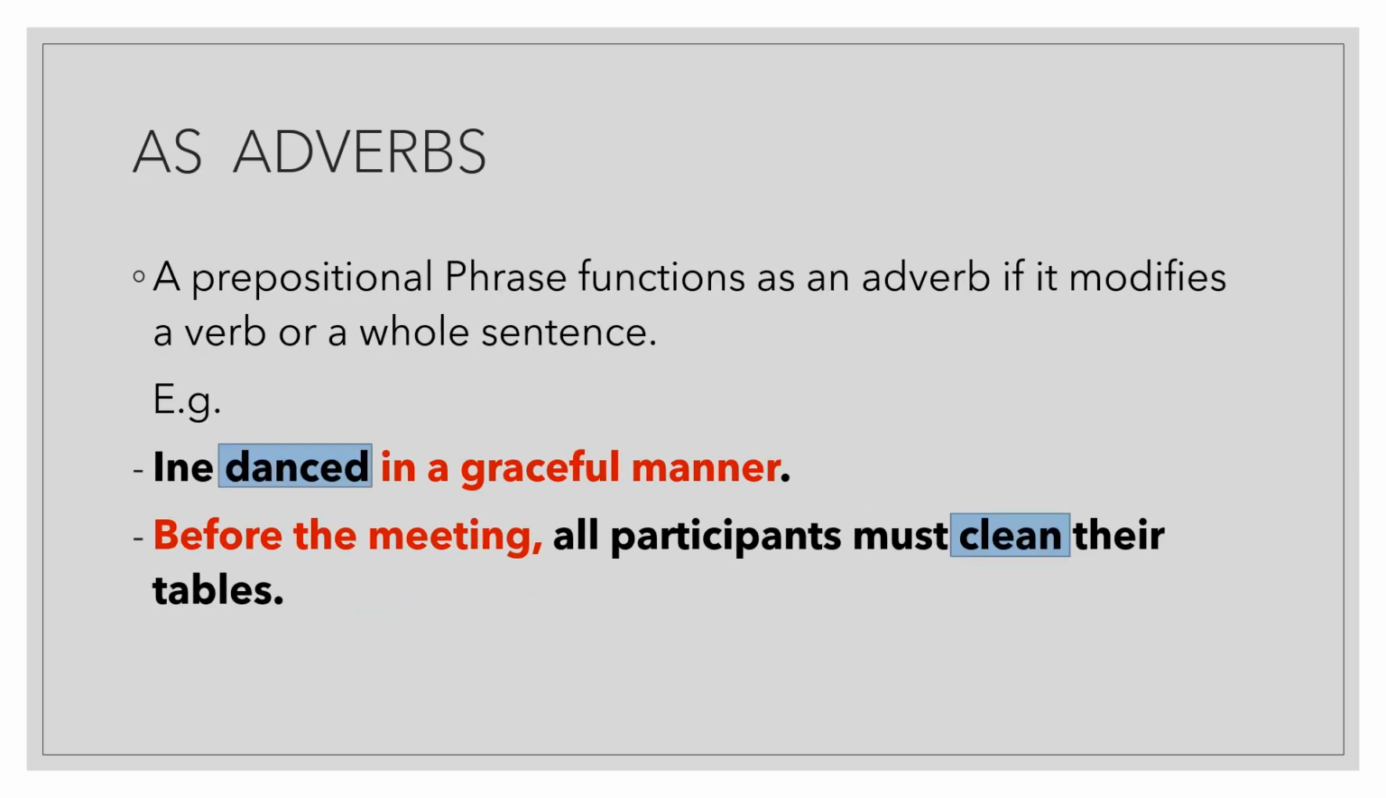In the first sentence, in a graceful manner is used to explain dance. So, it is used to explain how Ina dances. It's not explaining Ina, it's not explaining a noun, but it is explaining dance, the verb. That's why in a graceful manner is an adverb. In the next sentence, before the meeting is used to explain clean. And in this sentence, before the meeting is an adverb because it is talking about the verb clean.